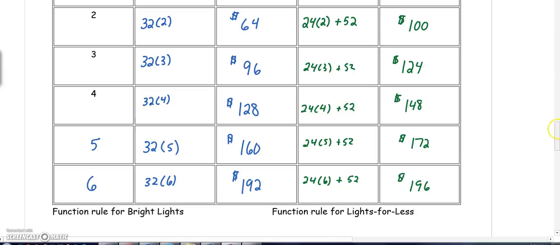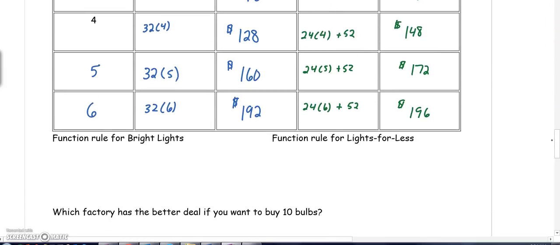So let's look at our function rules. So our function rule for Bright Lights, our 2 variables here are going to be C for cost and B for light bulbs. So at Bright Lights, we have cost equals $32 per bulb, and they have no shipping fee, so we're not going to add anything to this equation.